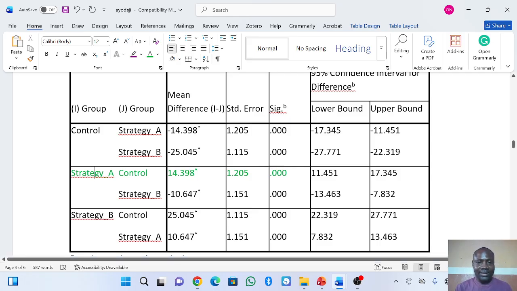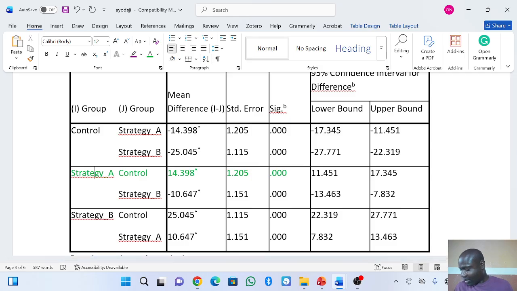So look at this one now. It's telling us that strategy A is better than control because their difference is 14.398, and this value shows that the difference is significant. Next to it is the difference obtained from strategy B.